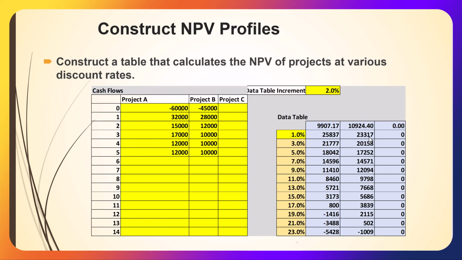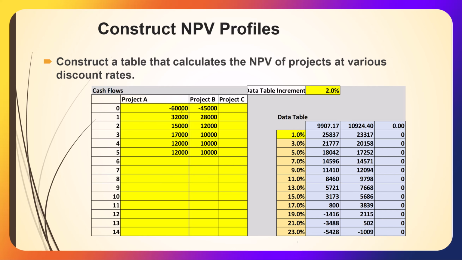As you can see in the very beginning, A, 25,837 is greater than B, 23,000 odd. But as we go down the list, sooner or later, right around 9%, net present value is now greater for B than it is A, and it is that way for the remaining weighted average cost of capitals. We'll talk about this over the next couple of slides.